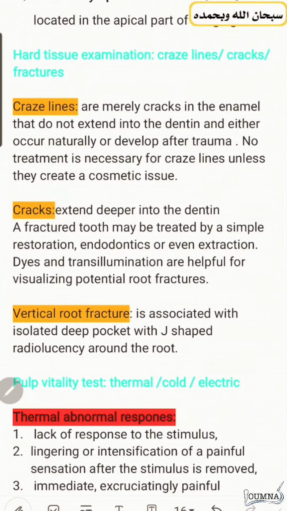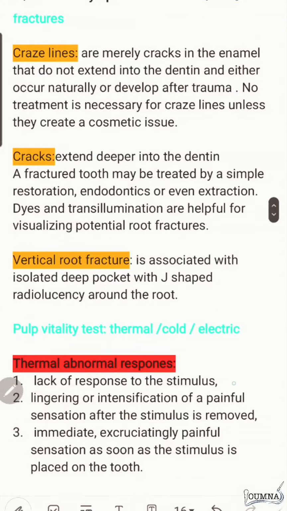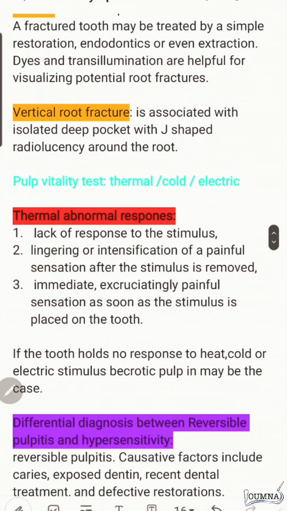Cracks extend deeper into the dentin. A fractured tooth may be treated by a simple restoration, an endodontic procedure, or even extraction. Dyes and transillumination are helpful for visualizing a potential root fracture. A vertical root fracture is associated with an isolated deep pocket with J-shaped radiolucency around the root.